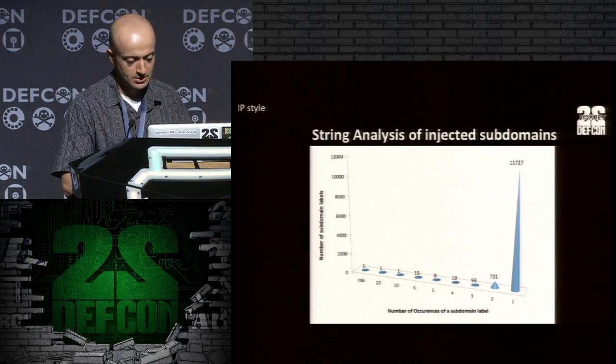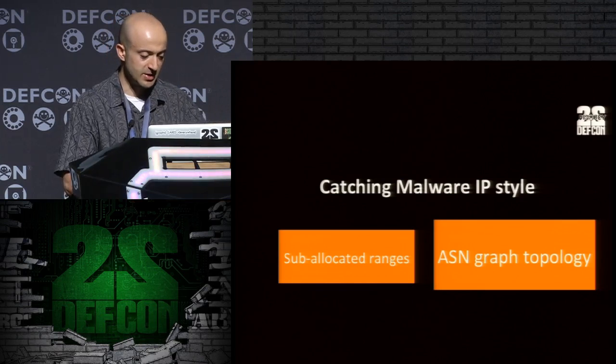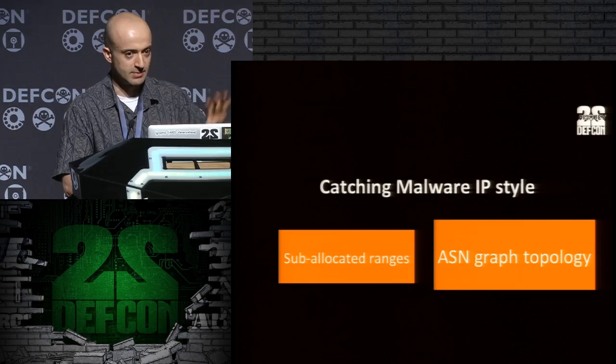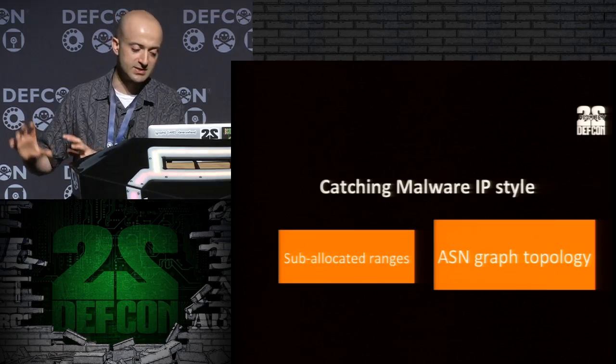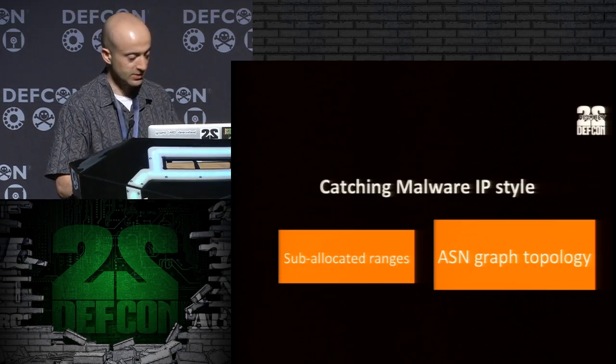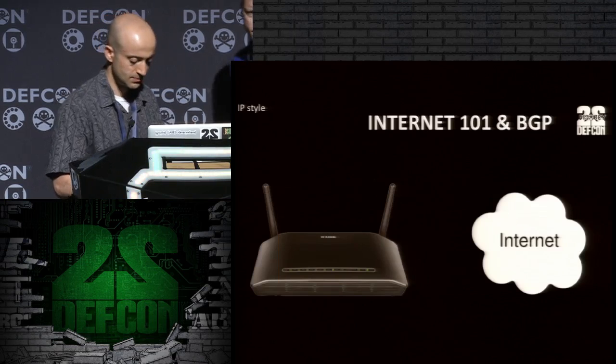All right. So I know I covered a lot, and it was basically a DNS perspective, an IP perspective by looking at sub-allocated ranges, and then we mentioned earlier the view of the ASN graph topology. So before we get into that, we want to know a little more details about the internet structure.